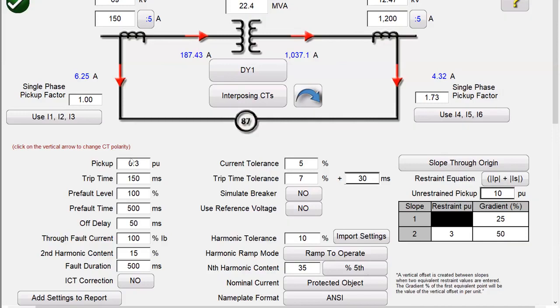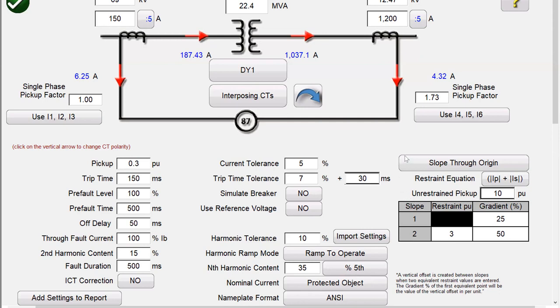So here, the pickup is 0.3 per unit. Okay, you see that it's in per unit and not in amps, right? So that is one of the settings we'll be testing today. The second harmonic content is 15%. So we'll be testing that as well. We have a fifth harmonic content of 35% that we'll be testing too.